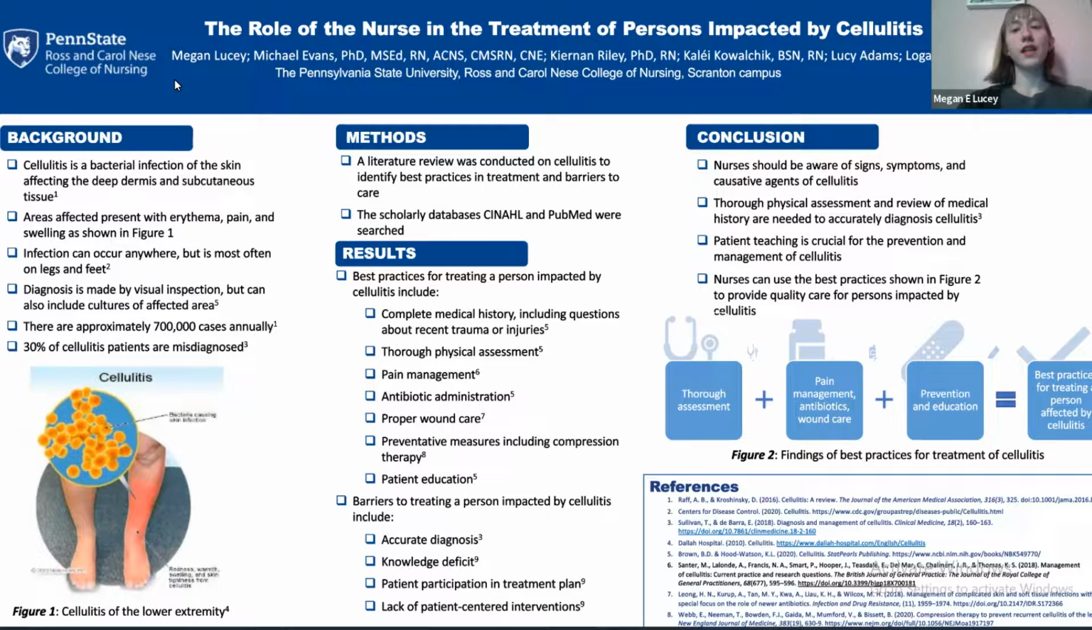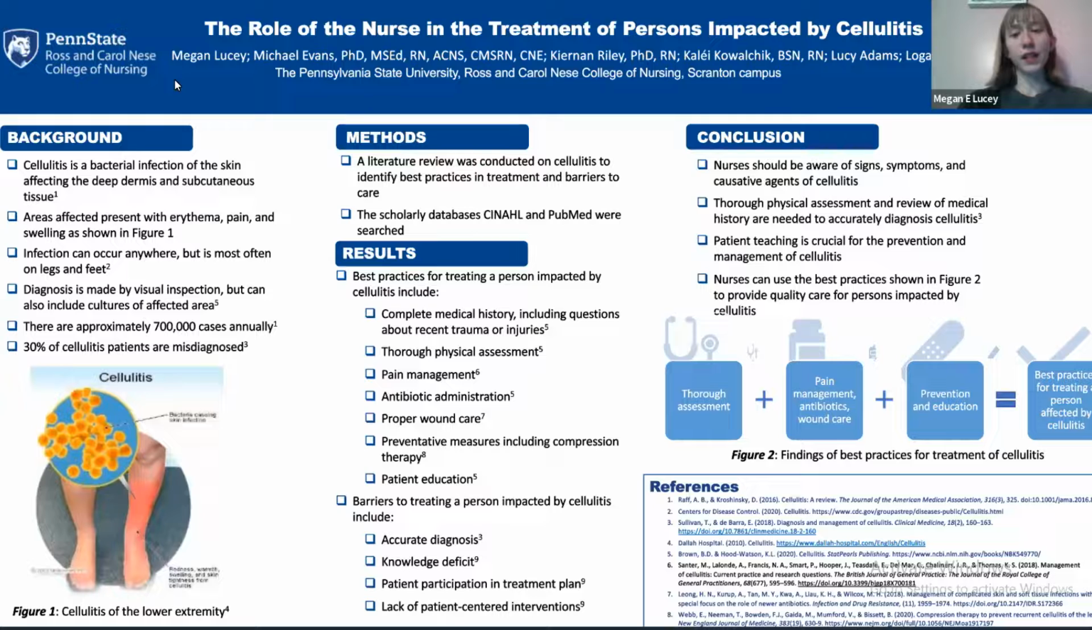And the conclusion is that nurses should be aware of the signs, symptoms, and causative agents of cellulitis. Thorough physical assessments and medical review of history are needed for an accurate diagnosis so it doesn't get misdiagnosed. And nurses can use the best practices shown below to provide quality care for patients impacted with cellulitis.